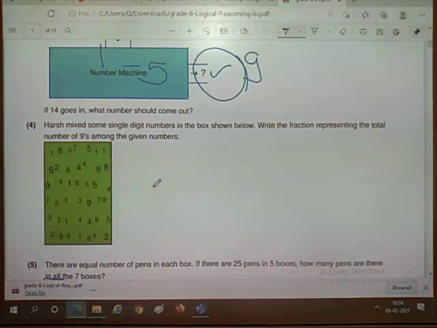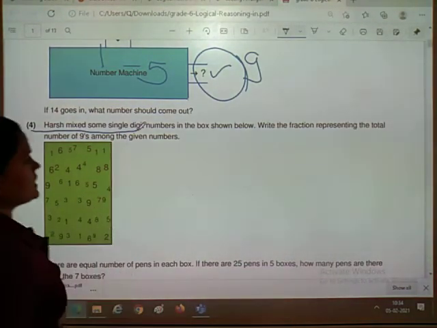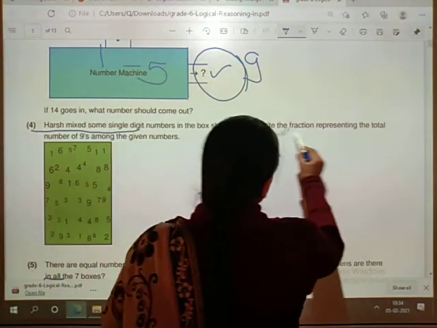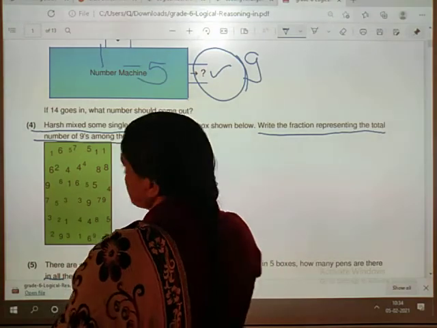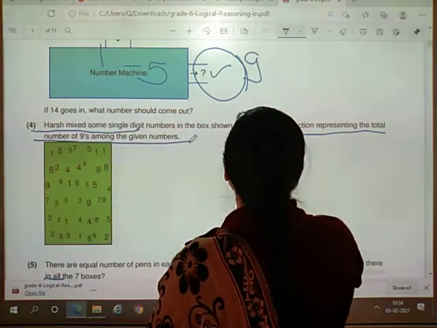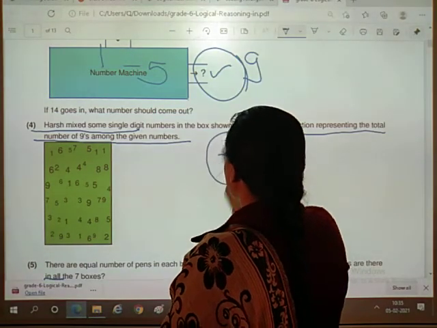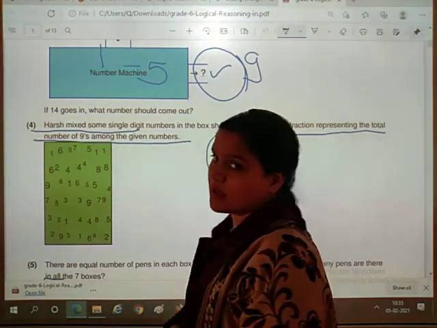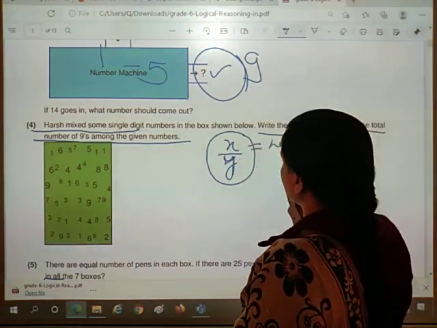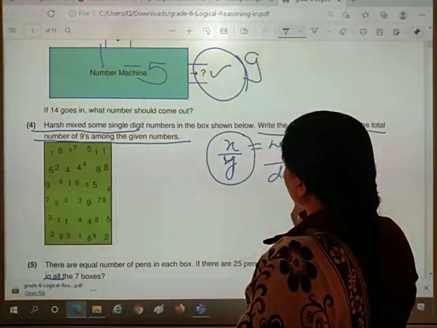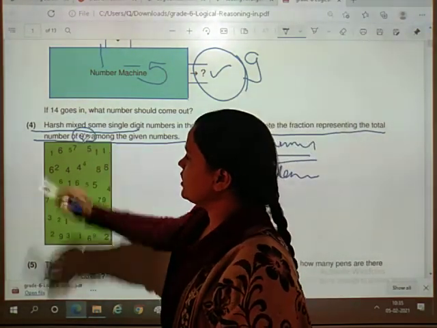Okay, let me solve it for you all. Listen to me. Harsh mixed some single digits in the box shown below. Write the fraction representing the total number of nines among the given numbers. So you have to tell the fraction, it means x upon y. You have to tell the numerator and denominator. The numerator has been told already: nines.